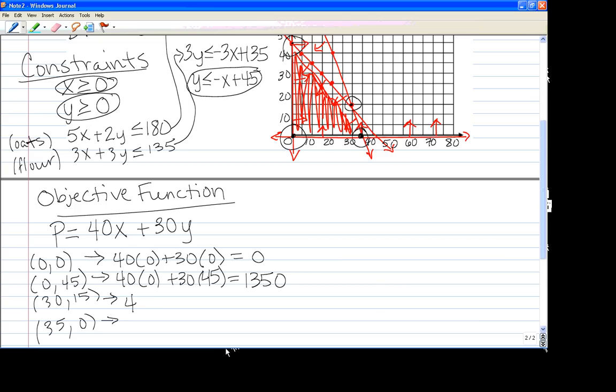We get 40 times 30 plus 30 times 15, that equals 1,650. And then finally 40 times 35 plus 30 times 0, and that equals 1,400.